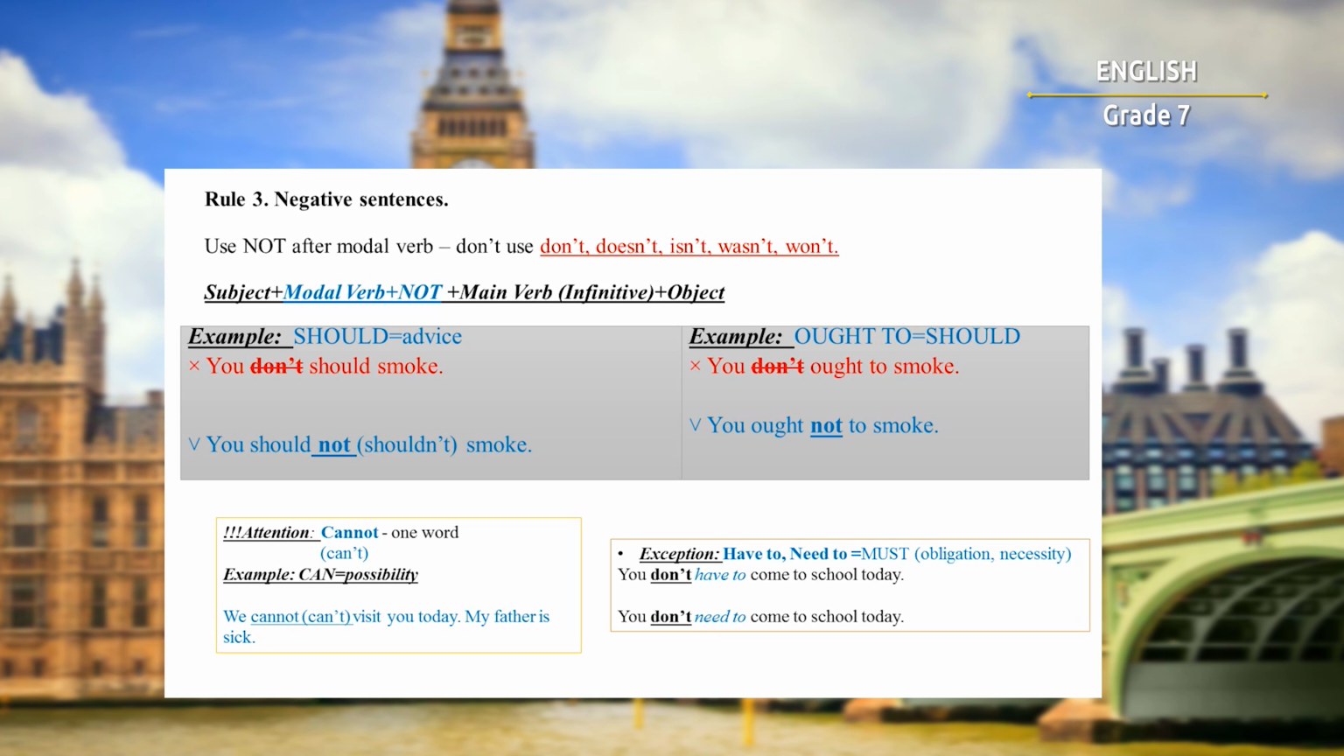There is also an exception. When we use have to and need to instead of must, because they have the same meanings, we use don't before these two verbs. For example, you don't have to come to school today. Or you don't need to come to school today.